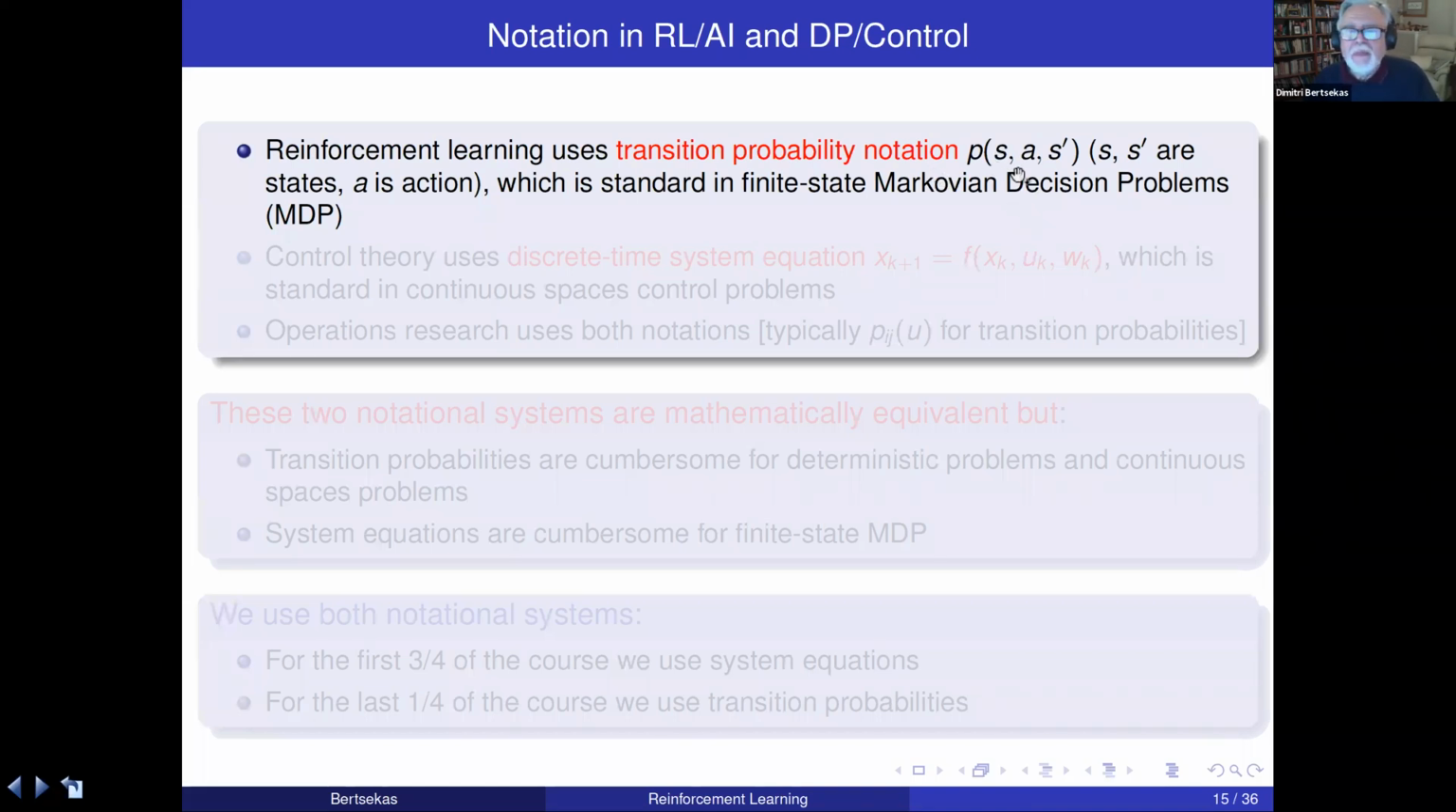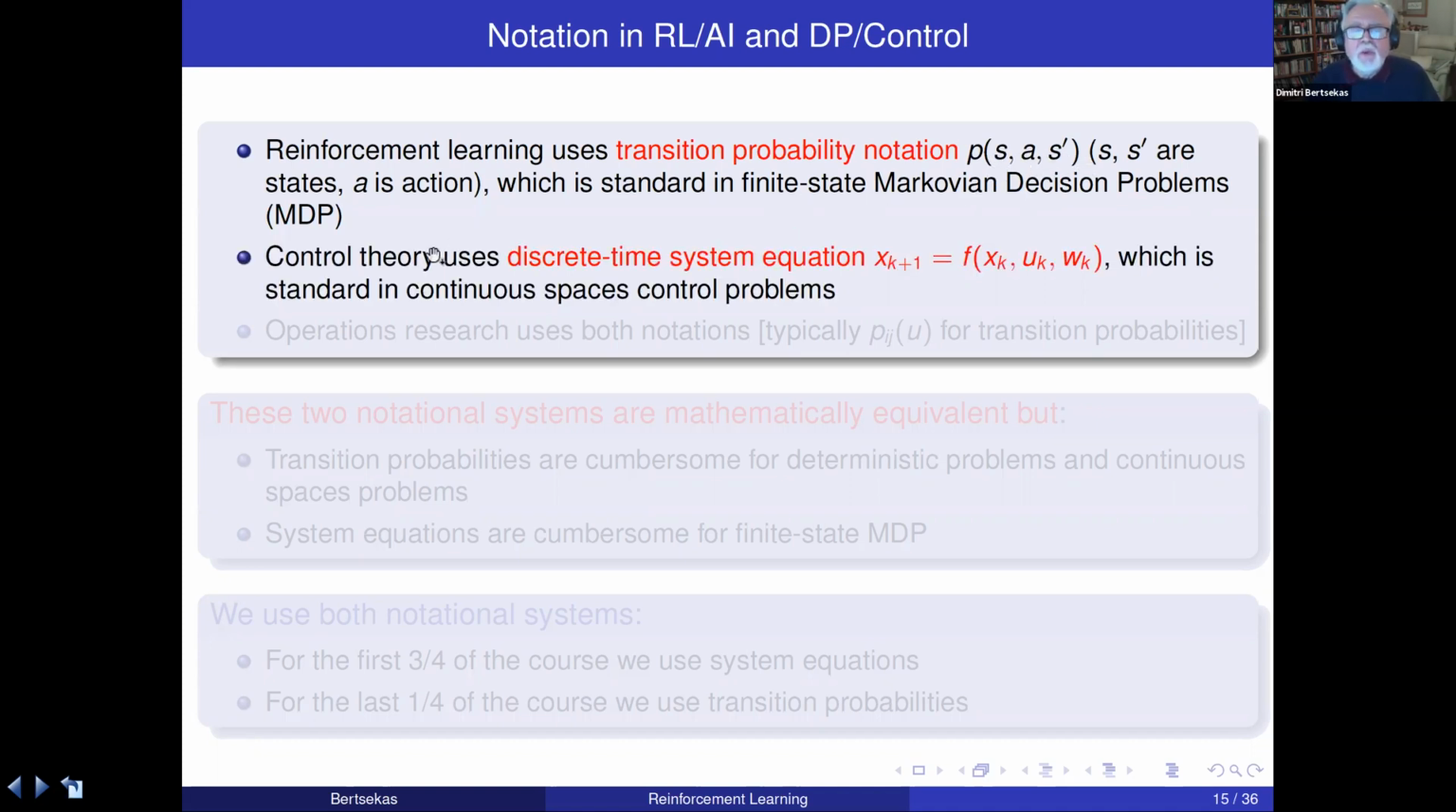Now, this notation is standard in finite state Markovian decision problems, problems where there's only a finite number of states. So you can write these transition probabilities in some explicit way. On the other hand, in control theory, we use discrete time system notation, where xk is the state at time k, uk is the control at time k, and wk encodes the uncertainty with given probability distribution, assuming that there is uncertainty because the problem may be deterministic.